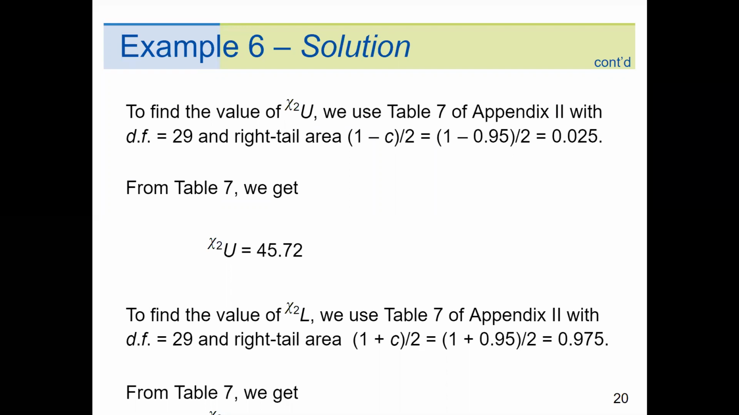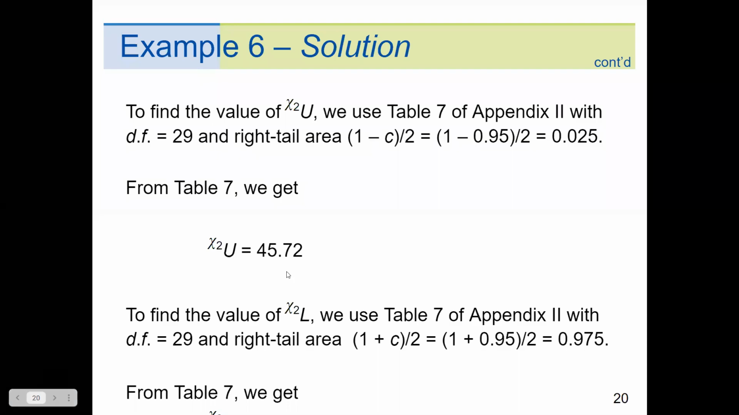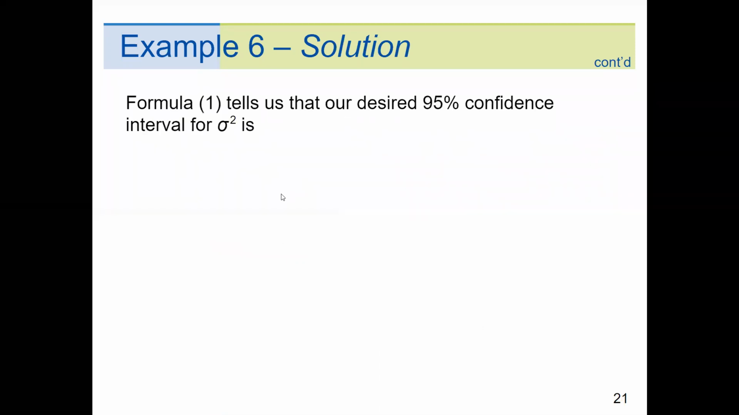We use Table 7 of Appendix 2 with degrees of freedom 29 and the right tail area, (1 minus c) divided by 2, which is 0.025. From Table 7, we get the upper bound of 45.72. To find the lower bound, we change it to a plus, and it'll be 0.975. From Table 7, we get something. We get cut off, so you'll have to check it out in the book yourself or digitally.